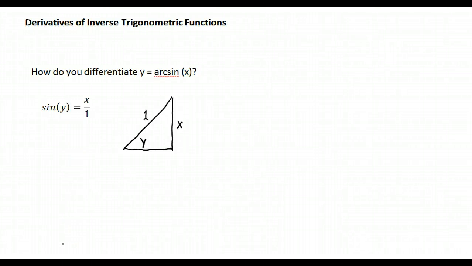How do we find derivatives of inverse trig functions? Well, hopefully you understand what inverse trig functions are already. What they're saying is if y equals arcsine of x, then there must be some angle y whose value of sine is x over 1. Okay, so here's my angle y. The opposite side is x, the hypotenuse is 1, and by the Pythagorean theorem, we can say that this leg is the square root of 1 squared minus x squared.